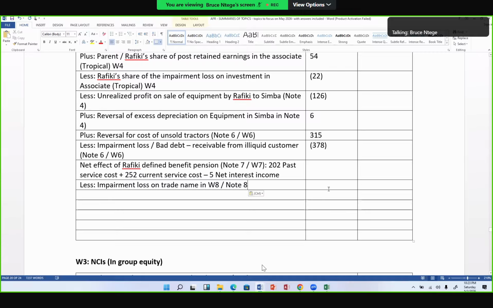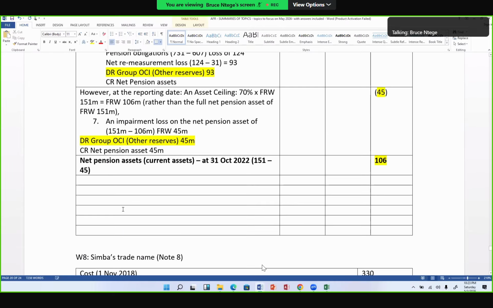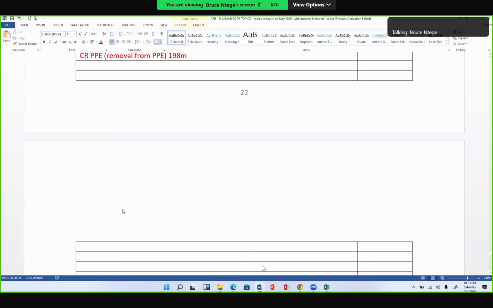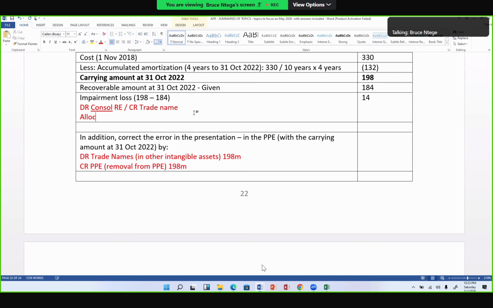Recall that the 14 is in Simba's accounts. So I'll go to Simba's accounts because the trade name is in Simba. So the 14 will be in there. And that's why I'll need to allocate to the non-controlling interest. This statement, or me putting it there, implies that I'm allocating 20% to the non-controlling interest. I can just put it within that working to say that I'm allocating this 14 to the non-controlling interest, so allocate 20% to the non-controlling interest. And that's why I've put it under Simba, so that I take only my 80%.